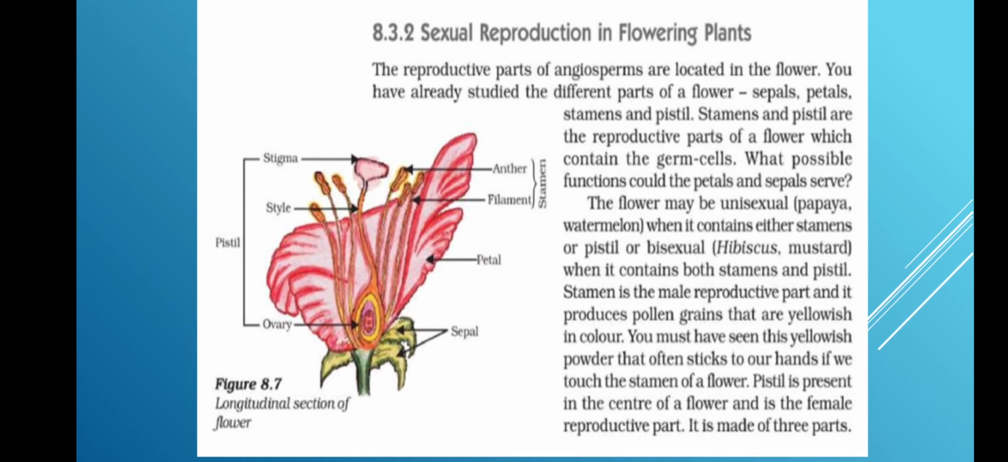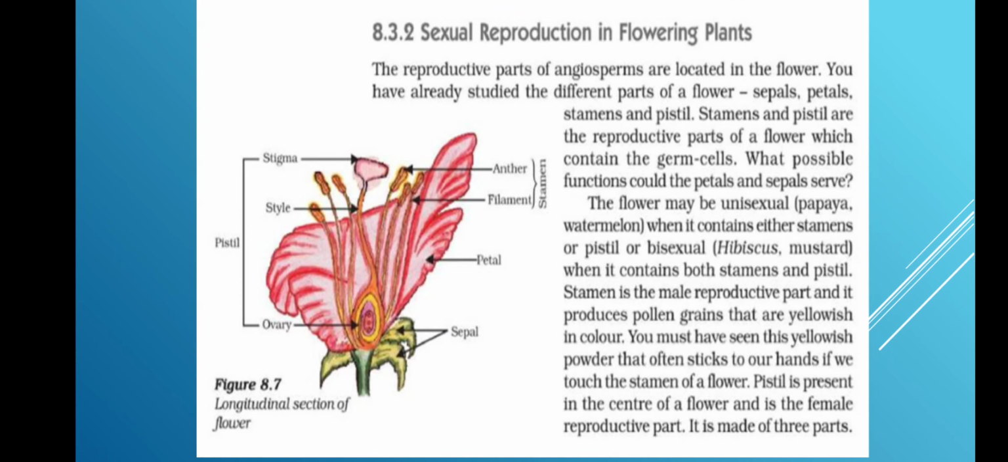So now moving on. The reproductive part of angiosperms. So angiosperms are the flower producing plants. So angiosperms are located in the flower. So you have already studied the different parts of the flower. Which are they? They are the sepals, petals, stamens and pistil. Stamens and pistil are the reproductive parts. So stamens we call it as what? Androecium. Pistil we call it as what? Gynoecium. So these are the reproductive parts of a flower which contain the germ cell.